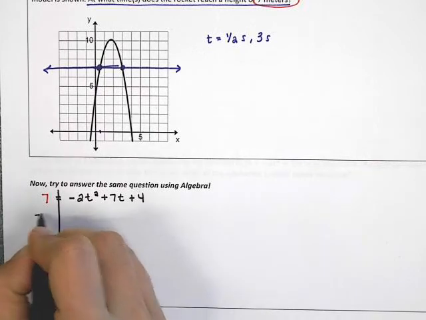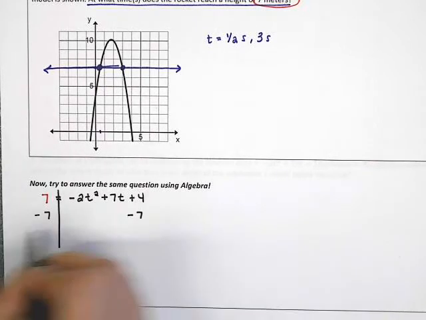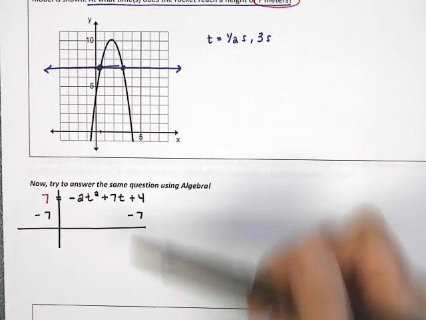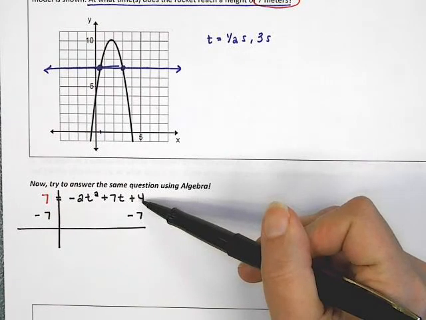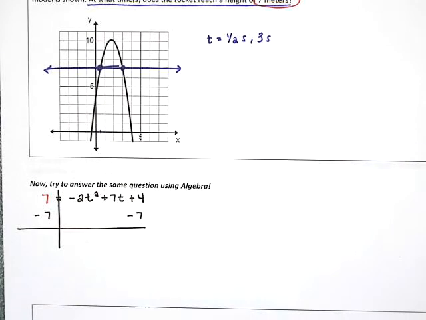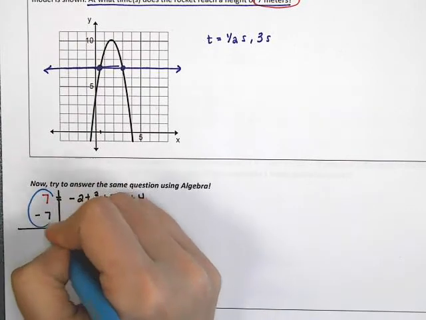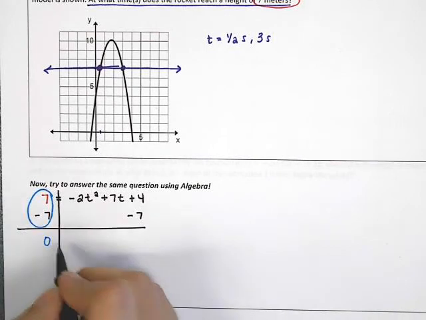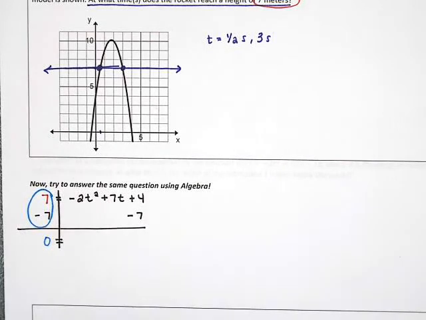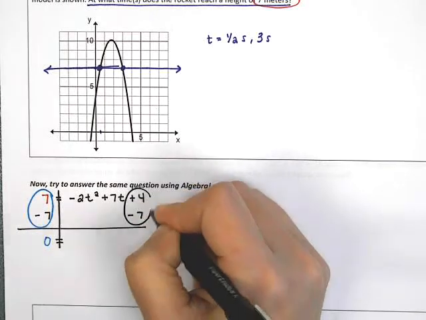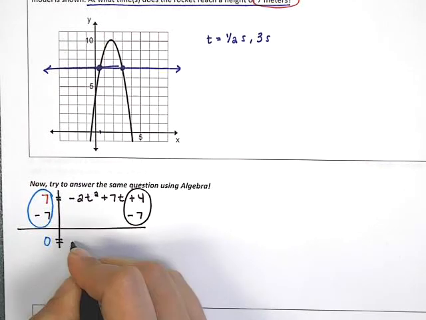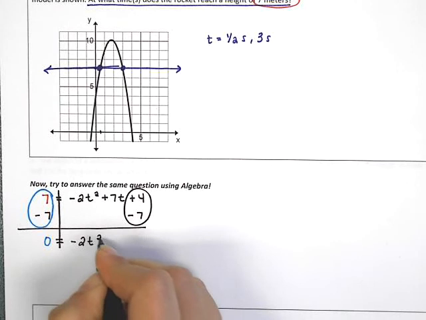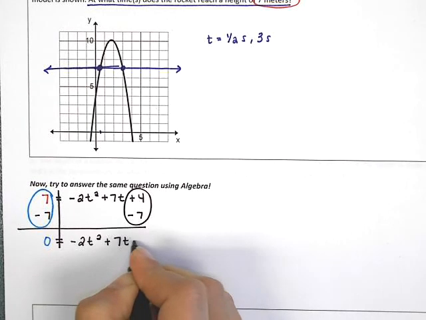So if I subtract 7 on both sides of this equation, you'll notice I'm writing the minus 7 underneath the positive 4. And the reason I'm doing that is because those are like terms, so those are about to get combined. When I combine the 7 and the minus 7, it makes 0, which was what I needed in order to use the zero product property. Then I'm also going to combine the 4 and the negative 7. So I would have negative 2t squared plus 7t minus 3.